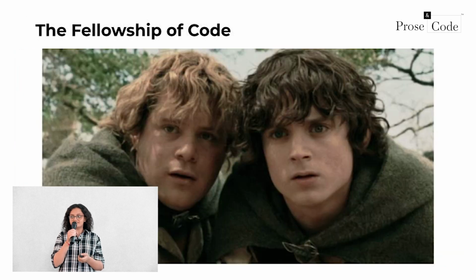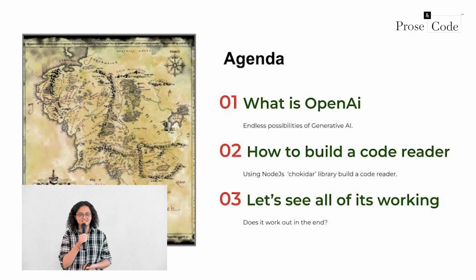But this guy always has this guy. His name is Samwise Gamgee, and he's the most loyal friend of Frodo. For us developers, wouldn't it be nice that we also have a Samwise Gamgee with us? How about we build our own Samwise Gamgee? So this is the agenda. I'll explain how we can build our own Samwise Gamgee.